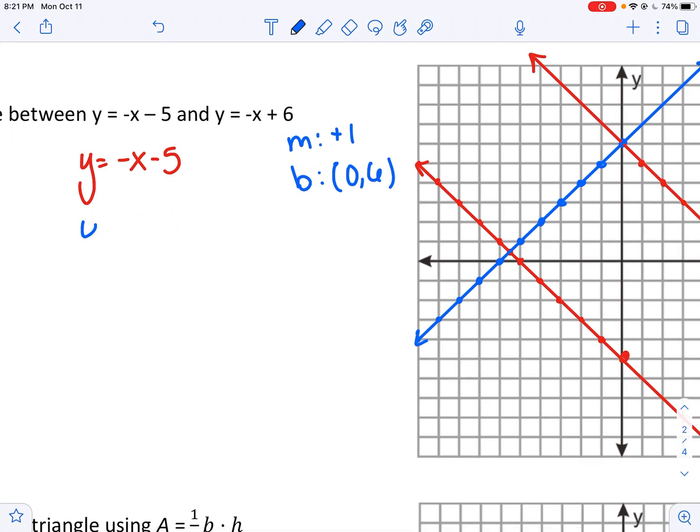Of course, if you're not sure, you can always do your point-slope form and then simplify. Point-slope form is always acceptable, so y minus, and let's take (0, 6) anyway. y minus y1 equals m times x minus x1. And then you can simplify to y equals x plus 6.